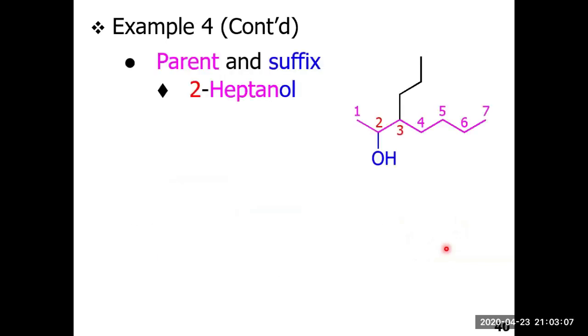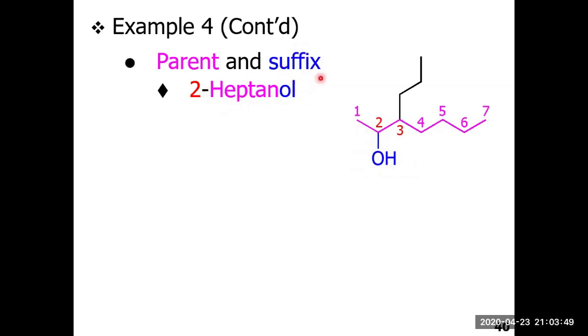Now, when you write the final name, remember, we should identify the parent first. That is 2-heptanol. Why is it 2-heptanol? We agreed earlier that the longest continuous carbon chain has 7 carbons. So if you convert that into an alcohol, that becomes heptanol. And do not forget to write the locant, where your hydroxyl group is bonded. In this case, it is at carbon number 2, so the parent name becomes 2-heptanol.